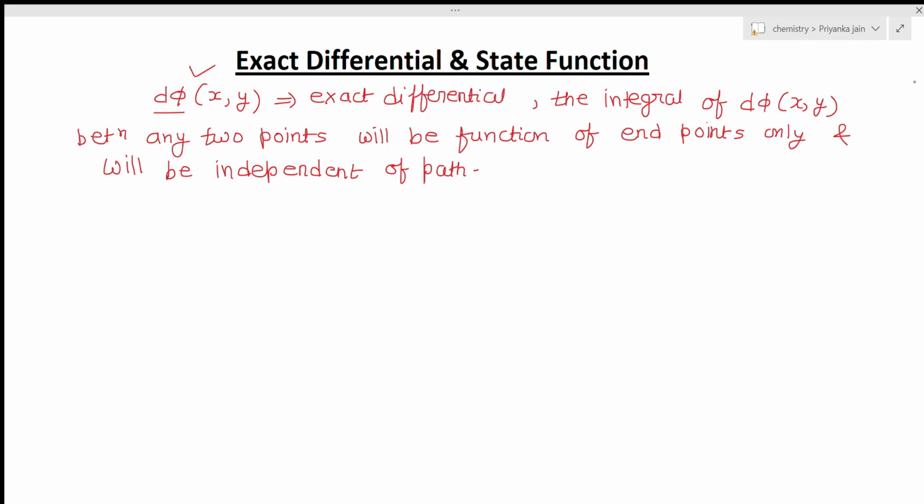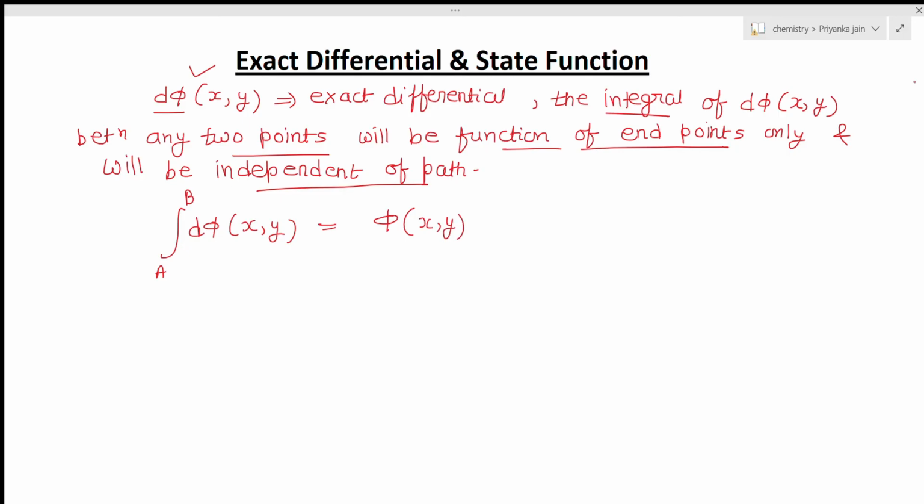It means whichever state function we are taking, in all the cases their integral between two limits will be a function of only the endpoints. It does not depend upon the path. We can write in this manner: if we take the integral of dφ(x,y) between two limits a and b, then we can write it as φ(x,y) from a to b. Okay, and we can write it as φ_b minus φ_a, or we can write it as Δφ. So the integration of dφ between the limits a and b will be equal to their difference, φ_b minus φ_a, or we can write it as Δφ.